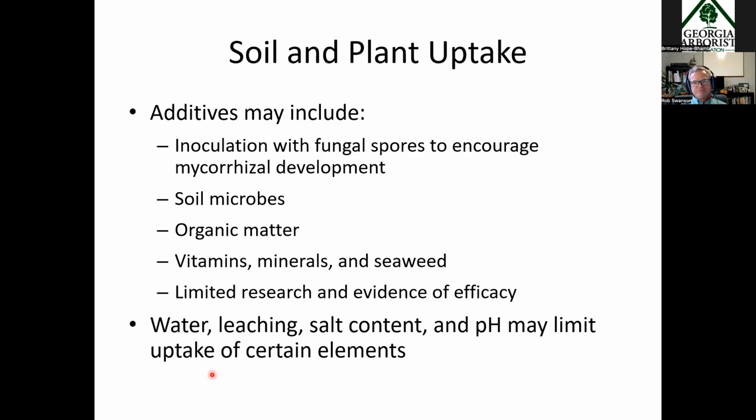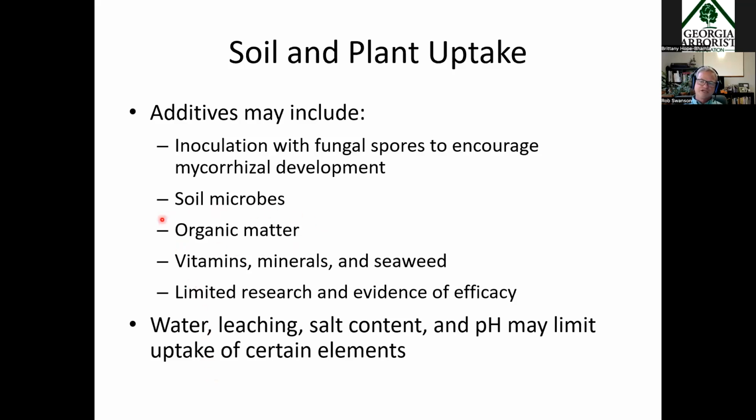Some other additives that you might be able to put into the soil or into the trunks, mostly the soils here. You can inoculate them with fungal spores to encourage mycorrhizal development. You can put down beneficial bacteria and things like that can help break down organic matter. A lot of our urban soils are so disrupted that regular mycorrhizae and regular types of bacteria that we want, these beneficials, can't grow in those harsher environments. And so we can apply ones that have been specifically selected to be able to survive in these harsh environments. So we can add back soil microbes.